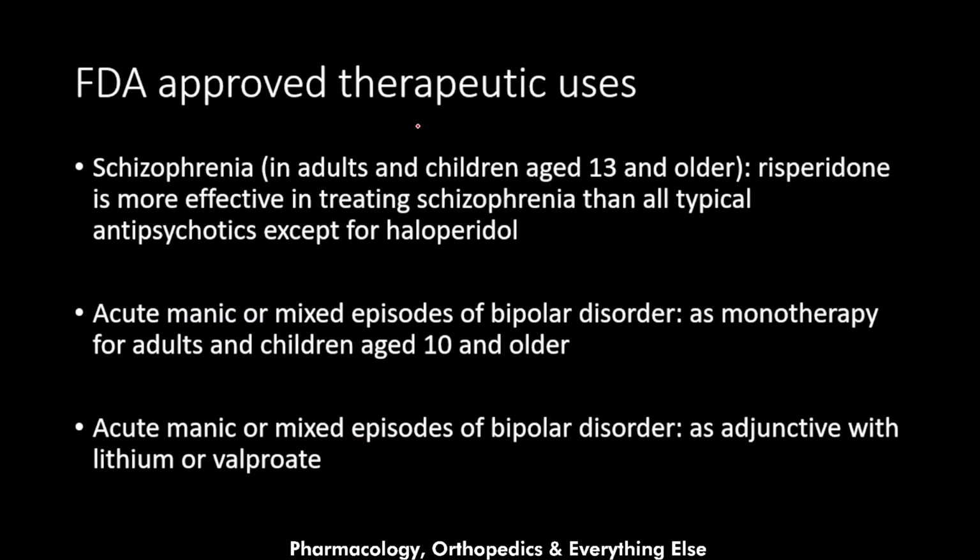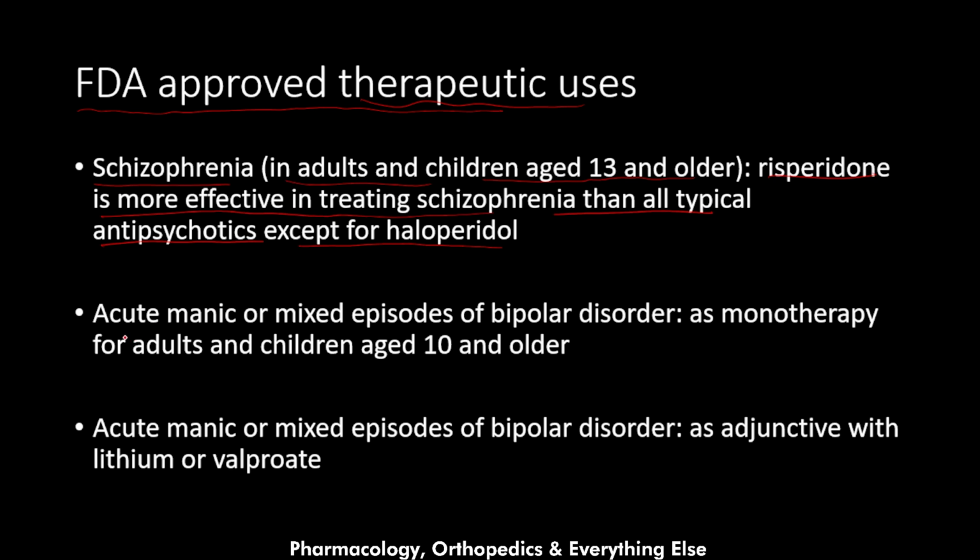Now let's talk about the therapeutic uses of risperidone, and let's start with the FDA approved therapeutic uses. The first one being schizophrenia, which is in adults and children aged 13 and older. Risperidone is more effective in treating schizophrenia than all typical antipsychotics except for haloperidol. So risperidone is more effective than typicals except for haloperidol, and it is less effective than some of the atypicals like clozapine and olanzapine in treatment of schizophrenia.